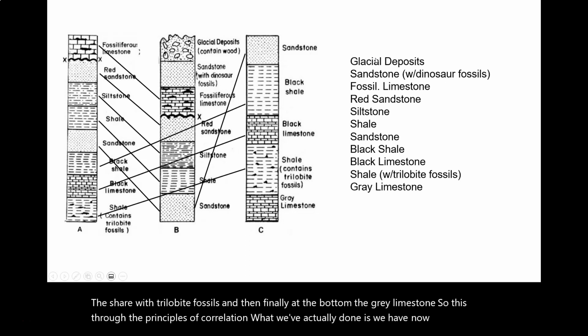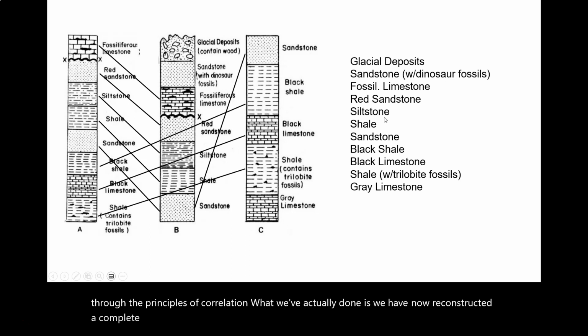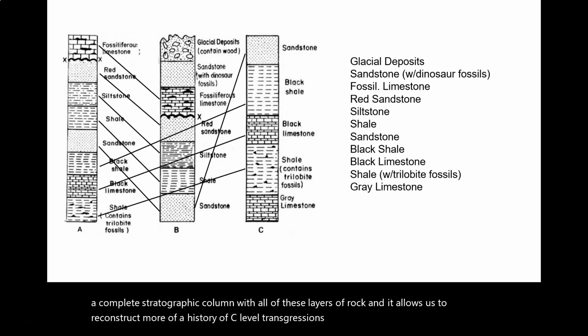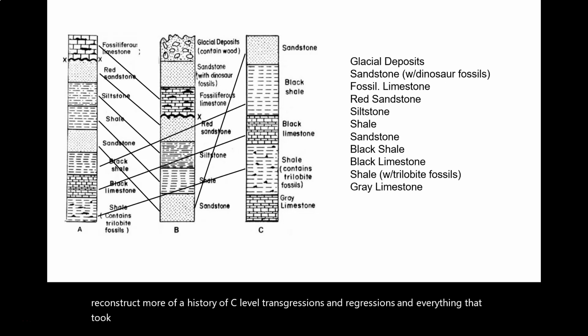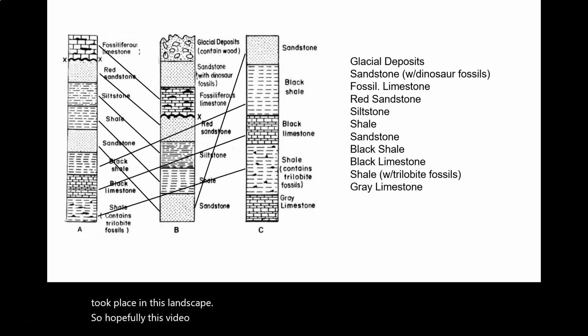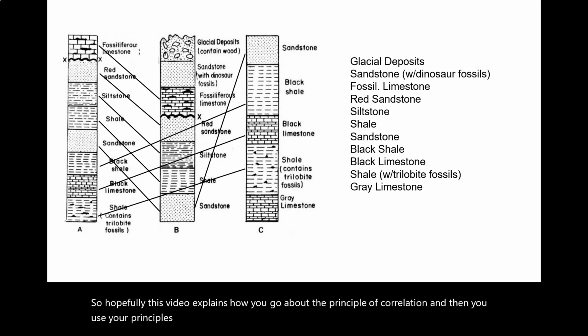So through the principles of correlation, what we've actually done is we have now reconstructed a complete stratigraphic column with all of these layers of rock, and it allows us to reconstruct more of a history of sea level transgressions and regressions and everything that took place in this landscape. So hopefully this video explains how you go about the principle of correlation, and then you use your principles of relative dating to actually put them into a geologic sequence of occurrence or relative date them.